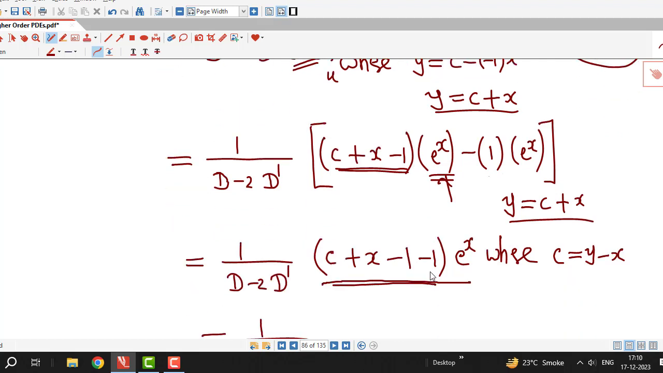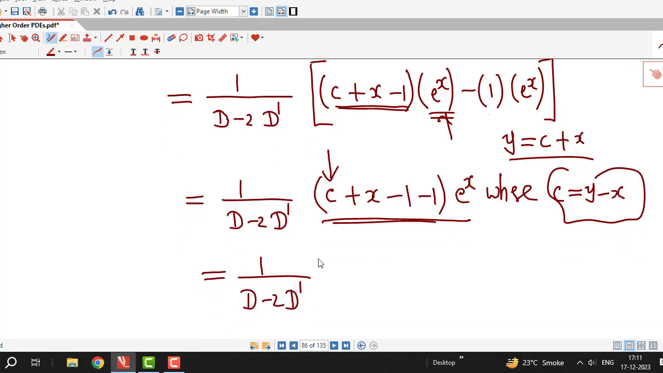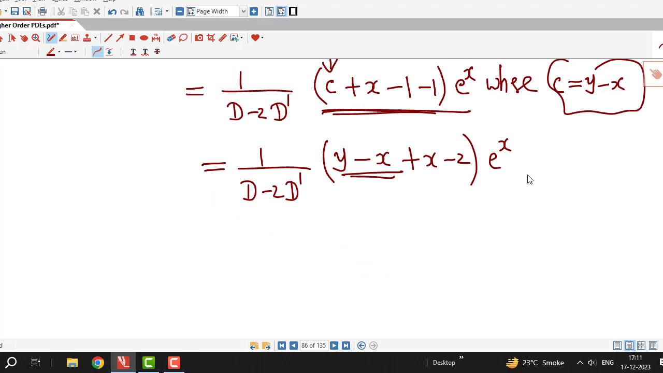Now after integration, don't forget to replace c by y plus mx. Here m is minus 1, so we have c equal to y minus x. So now I am replacing c by y minus x, and there is plus x here, and this is minus 1 minus 1, that is minus 2 times e raised to x. So now in this step c is y minus x. This is a very important step. Don't forget to replace c by y minus x after integration.